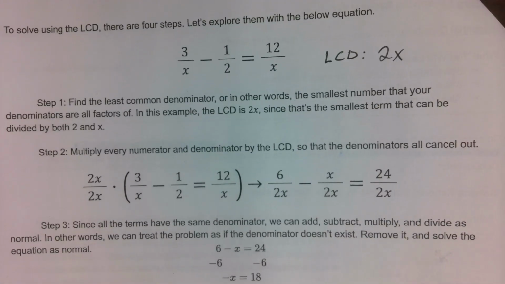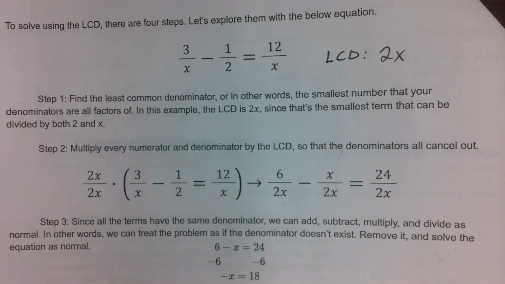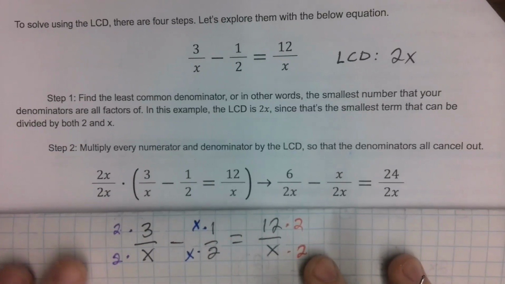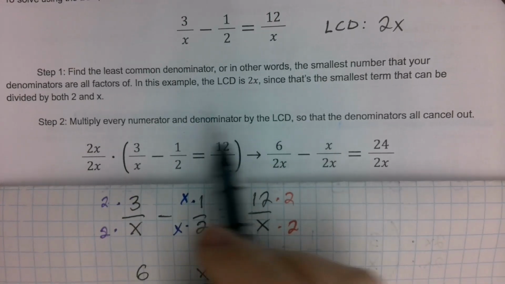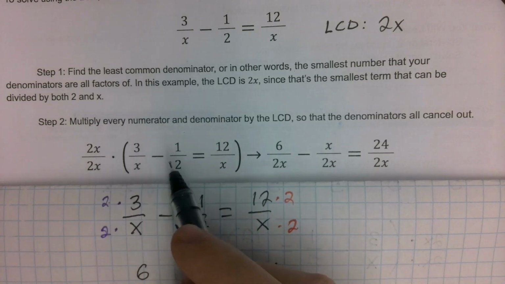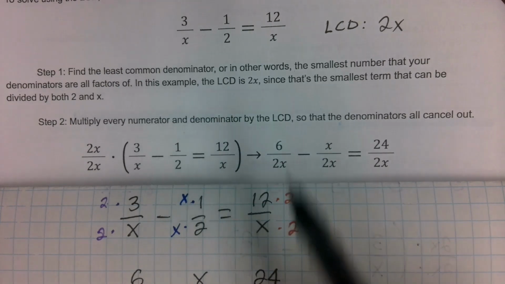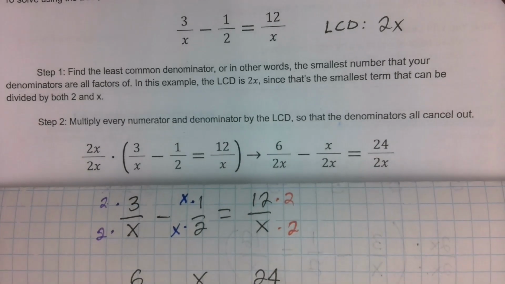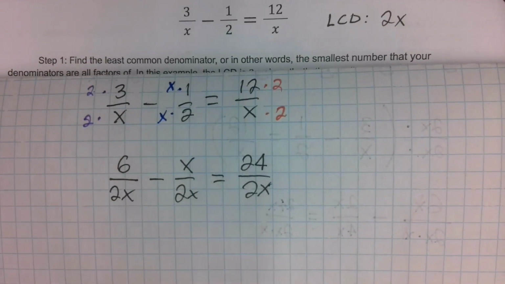Interestingly enough, what I decided to do in this step was I multiplied everything just by 2x instead of multiplying each individual term by what it needs. So in this problem, I just multiplied 3 times 2x, 1 times 2x, 12 times 2x, x times 2x, 2 times 2x, x times 2x. And yet, when we simplify those to make sure the denominators are the same, we all get the same answers as if we did it individually. Do whatever method you feel most familiar with.